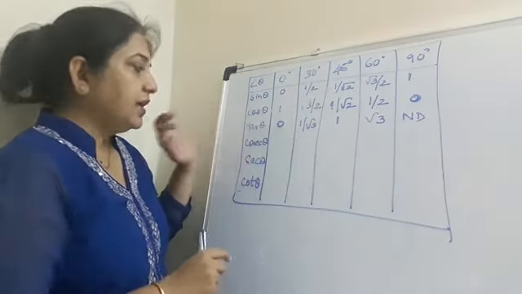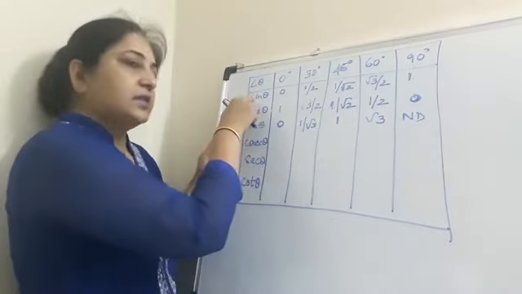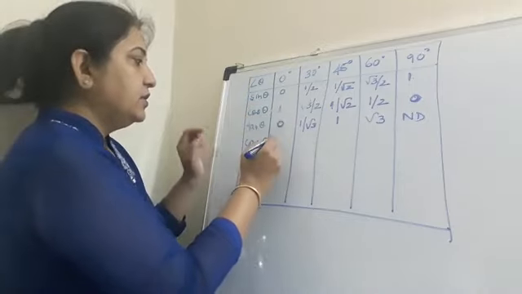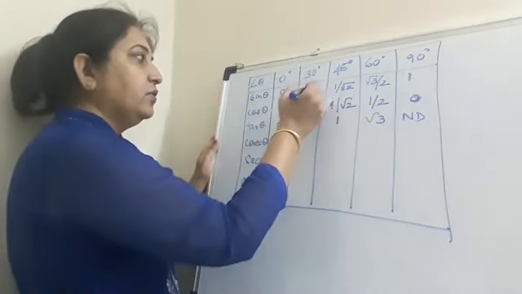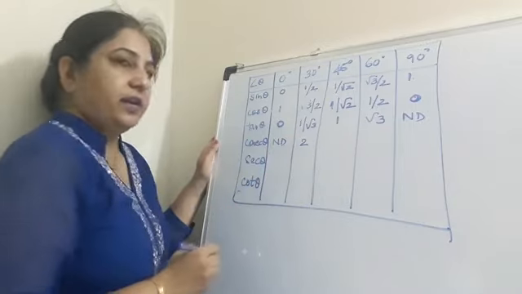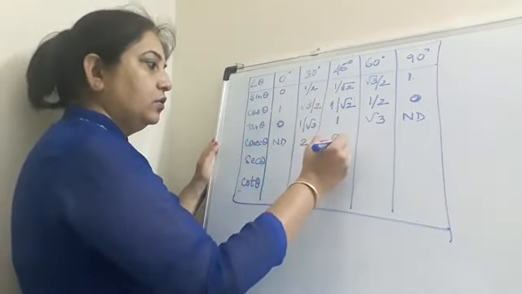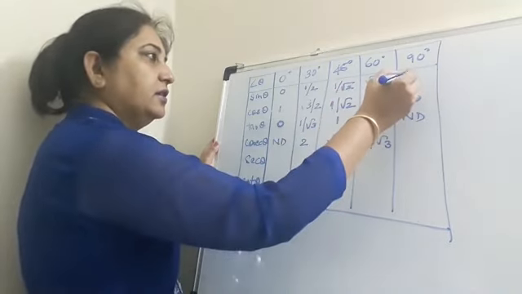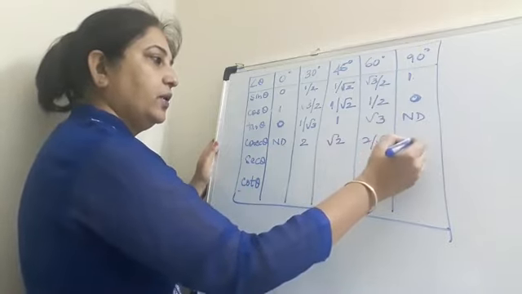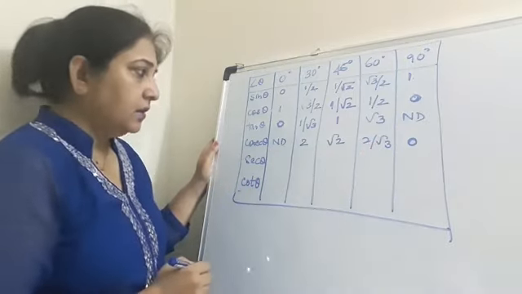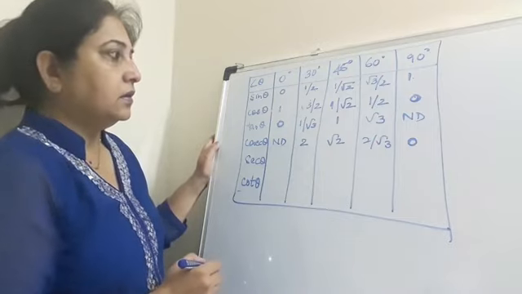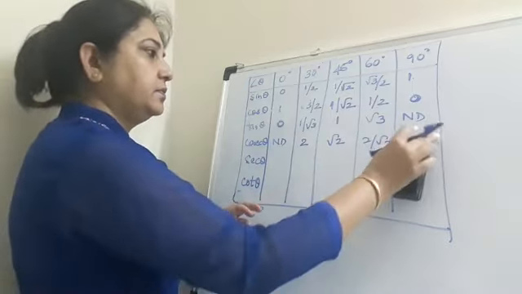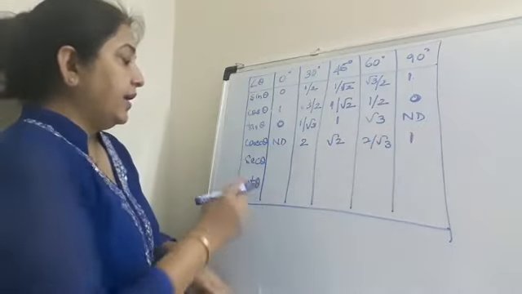Now next, cosec theta. You know cosec is the inverse of sine. So therefore, it was 0 upon 1, now 1 upon 0, so not defined. Then it was 1 by 2, now 2 by 1. 1 by root 2, root 2 by 1. Root 3 by 2, 2 by root 3. And it was 1 upon 1, so the last value is 1 by 1.